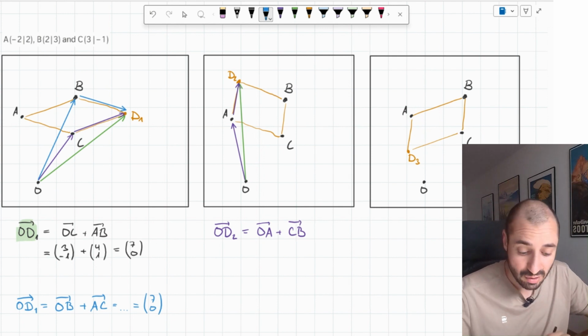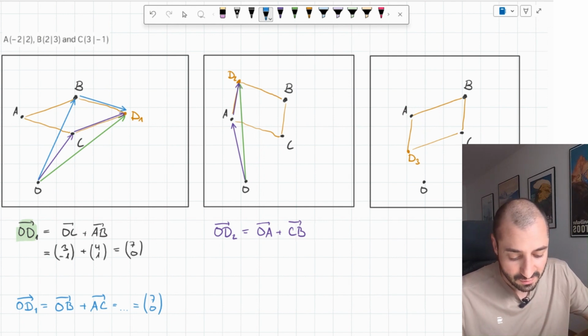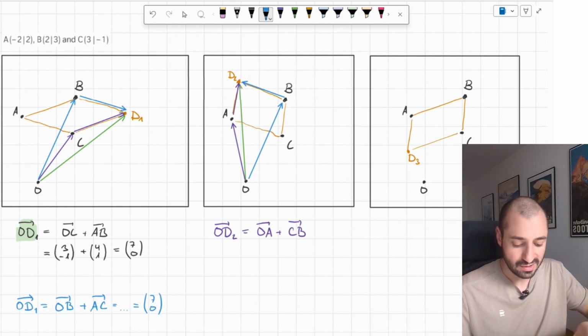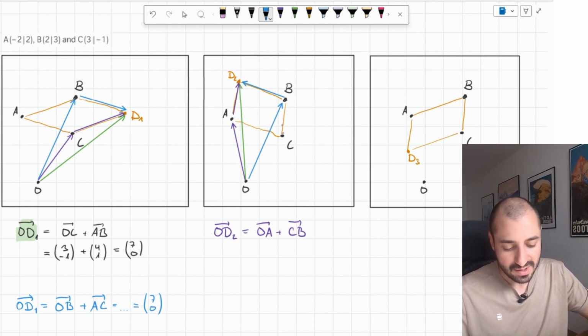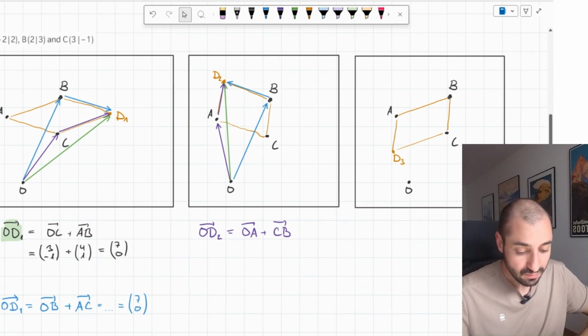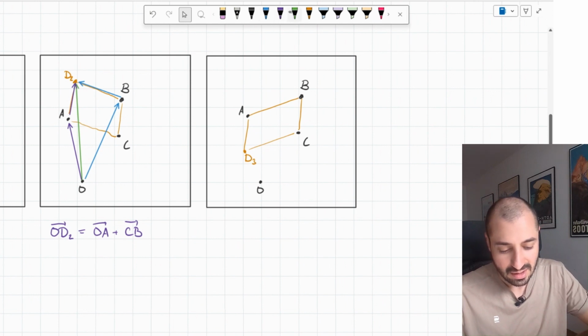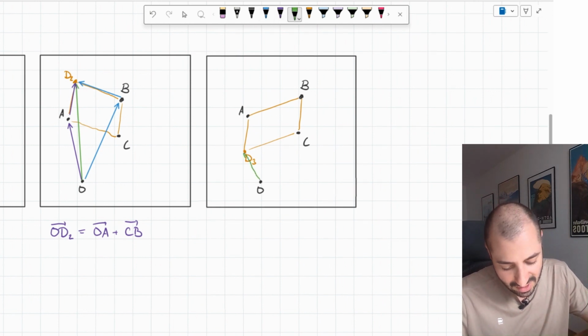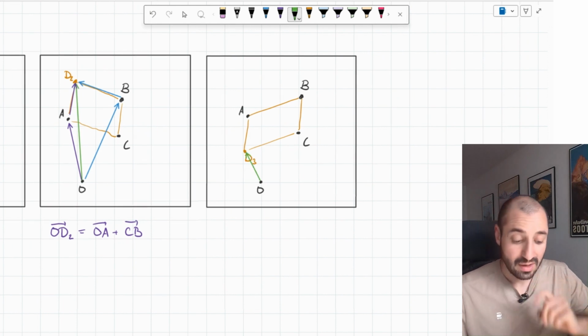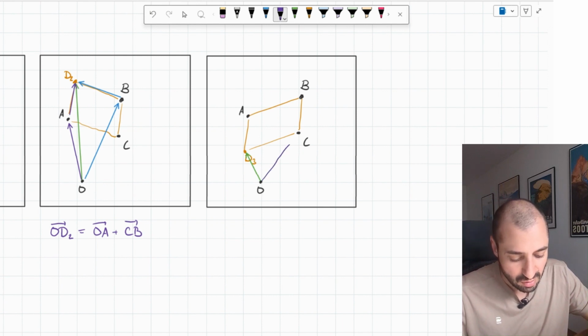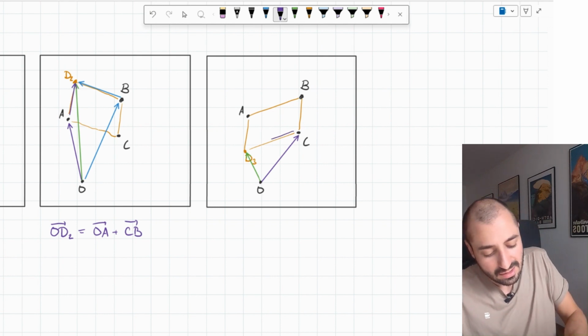There's also a second way how you could look at this. You could first go up here, right? And then go over here. Again, this would just be OB plus CA. And for the last one here, again, we want to figure out this vector here. Now, one possibility would be to just go here first. So that would be the vector OC, and then over here.